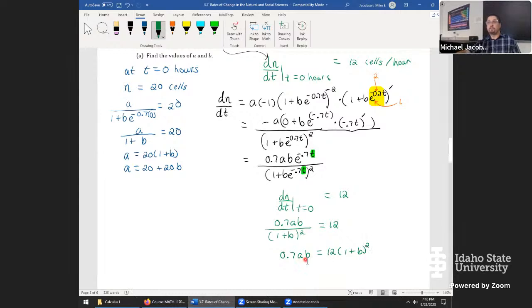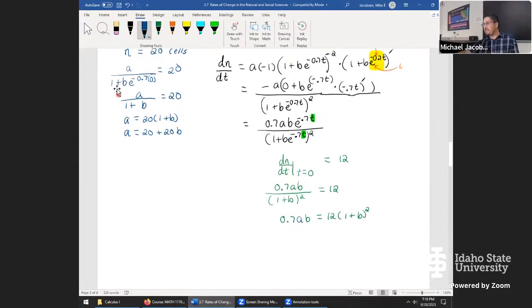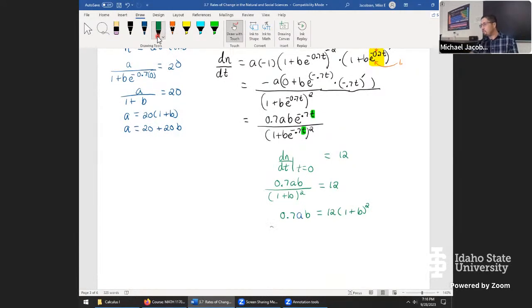Now, right here, we can also make a substitution. Recall that a is 20 plus 20b. We can plug that in right here for that a. So on the next line, it'll turn into 0.7 multiplied by a through substitution. It's 20 plus 20b. So we've done replacing a, b is still here, equals 12 times.